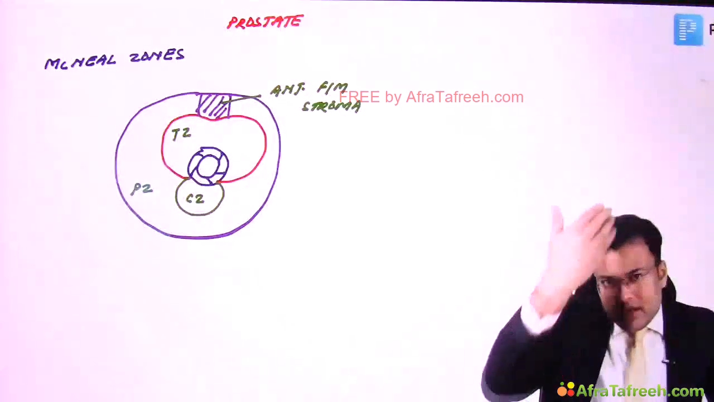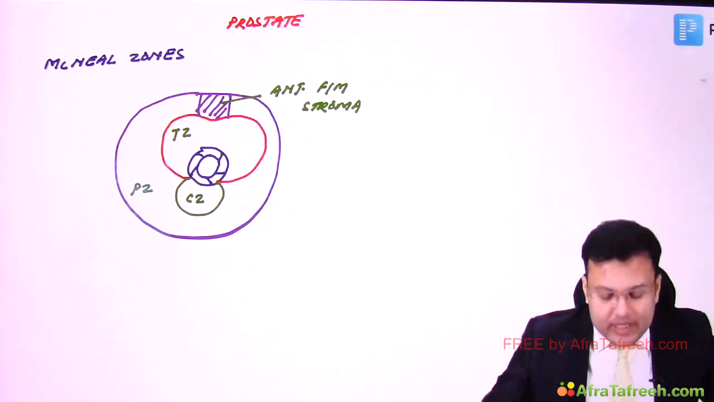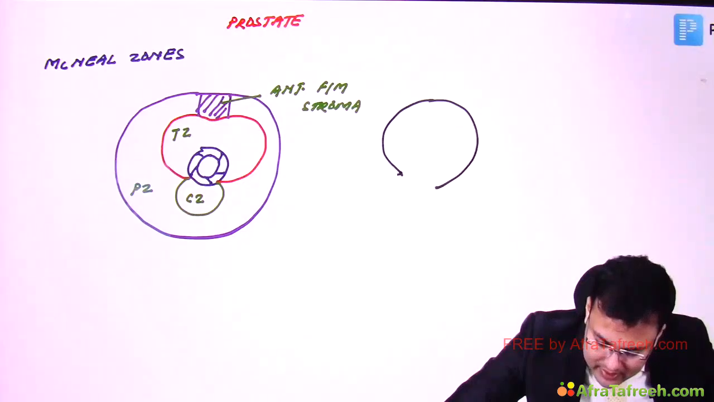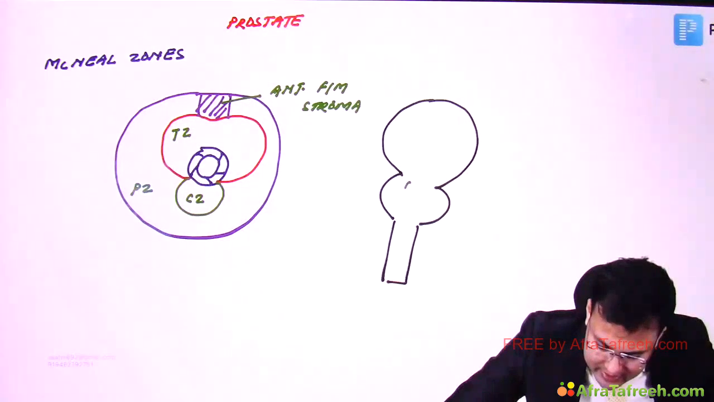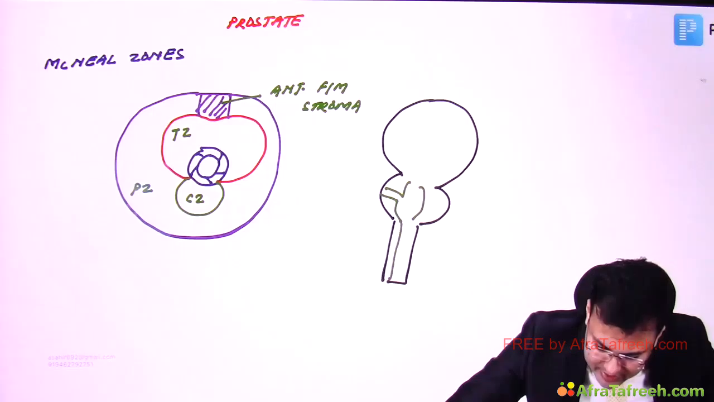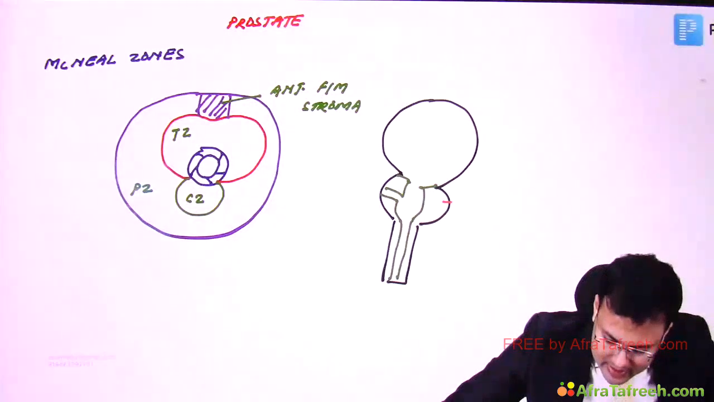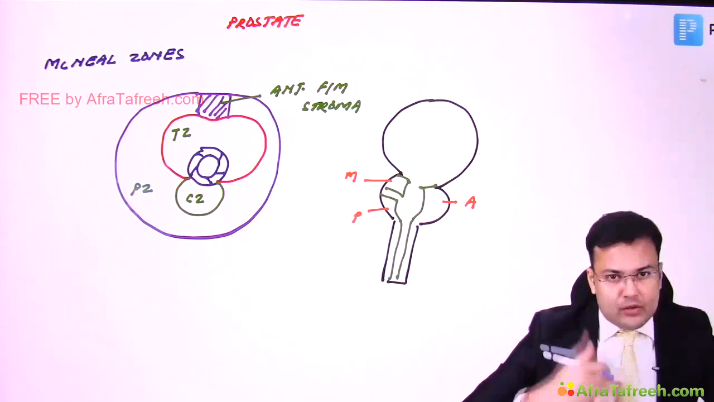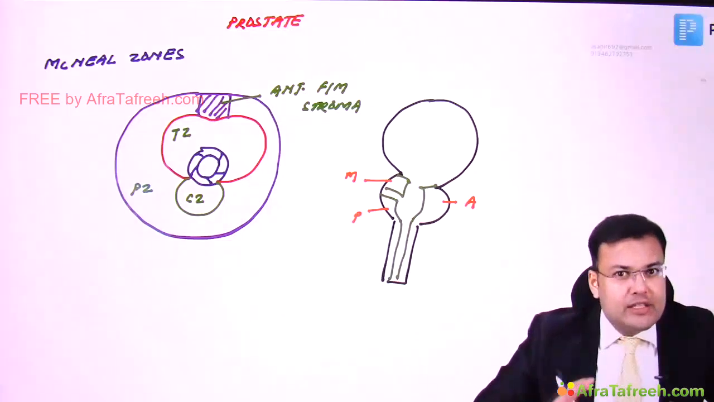What are those lobes? See, suppose we are going to take sagittal section, what are the lobes in prostate? On sagittal section, this is the bladder, this is the prostate, and this is the urethra. Here you can see this is the ejaculatory duct which is going to open into prostatic urethra. Clear? So what are the lobes? Anterior lobe, posterior lobe, and median lobe. In sagittal section, you cannot see two lateral lobes.